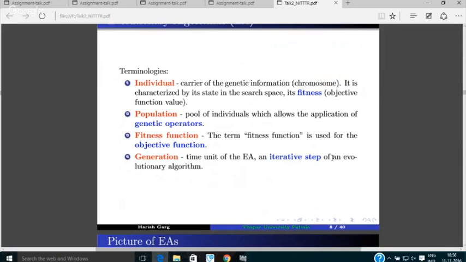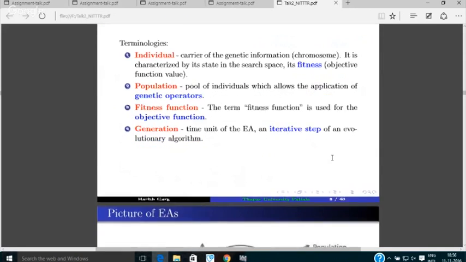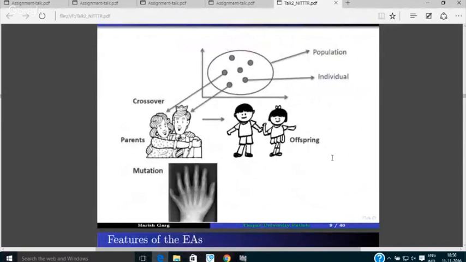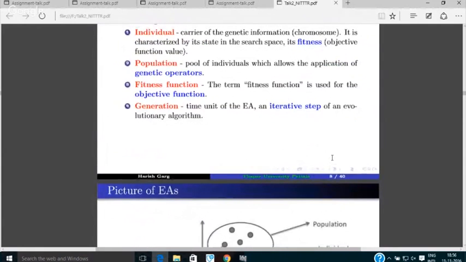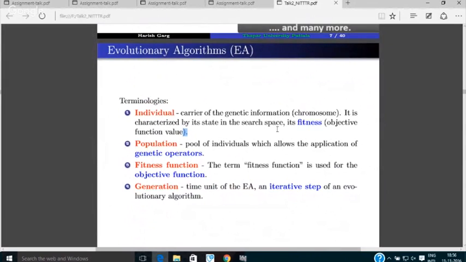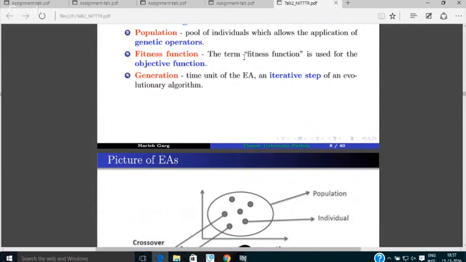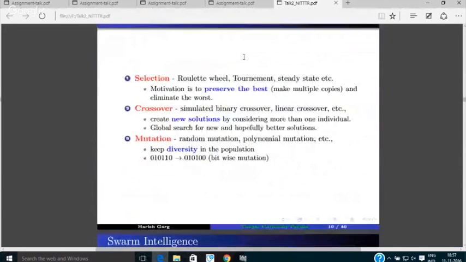So the iterative steps of the evolutionary algorithms. These are the basic terminologies we use in any of the evolutionary algorithms, either particle swarm optimization, genetic algorithms, or ant colony optimization. So this is the simple picture of the evolutionary algorithms. Now, what are the features of the evolutionary algorithms? This first slide covers the terminologies we use in evolutionary algorithms. This is not particularly for the genetic algorithm or the particle swarm optimization. This is common for all the evolutionary algorithms.